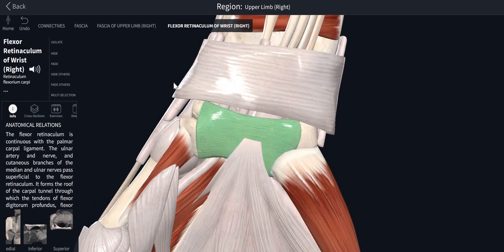So as we said, its lateral aspect has a tunnel, and through this tunnel passes the flexor carpi radialis muscle tendon. In the medial-ish part, we have the common flexor sheath, through which pass the flexor muscle tendons.